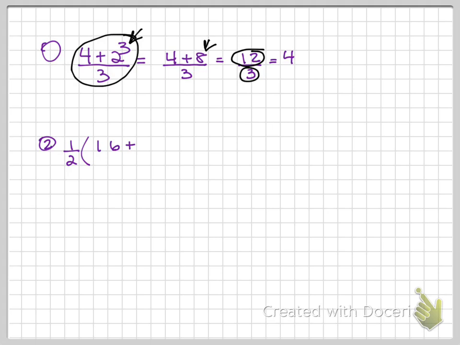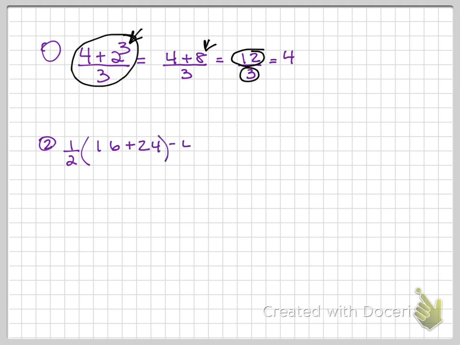Some of you wrote 12 divided by 3, but that can be simplified because 3 goes into 12 a total of 4 times, which then is going to give you the answer 4. All right, so let's look at number 2.